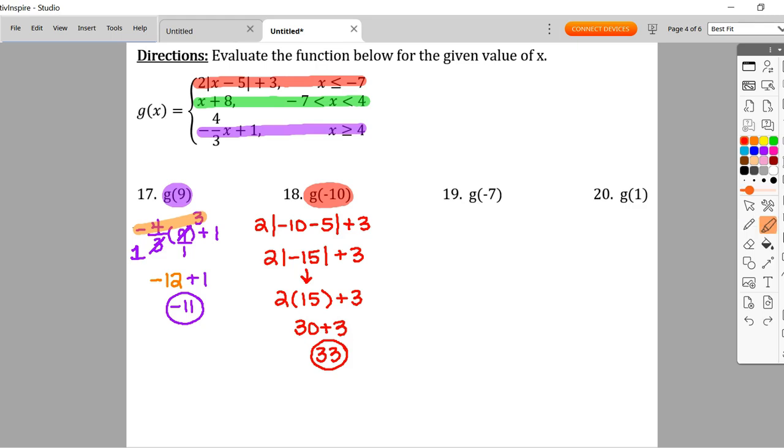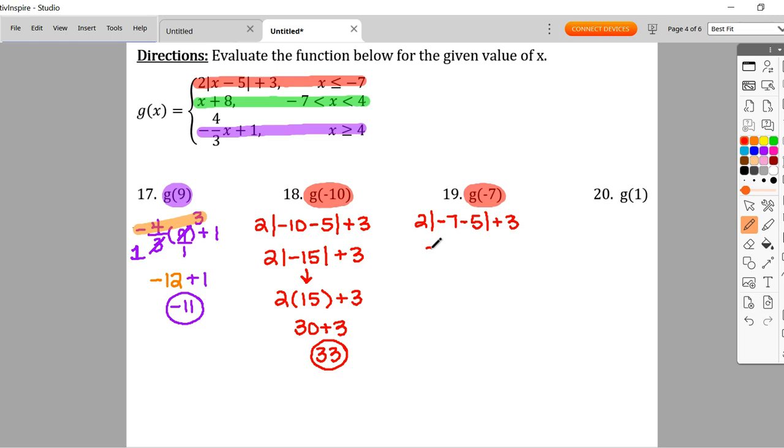For number 19, again, that x value is -7, so that will be indeed less than or equal to -7, meaning it's getting input into the beginning part of my piecewise function. 2 times that absolute value. Instead of x, I have -7, subtracted by 5. Close that absolute value up before I add 3.